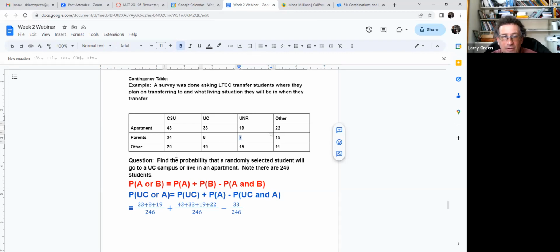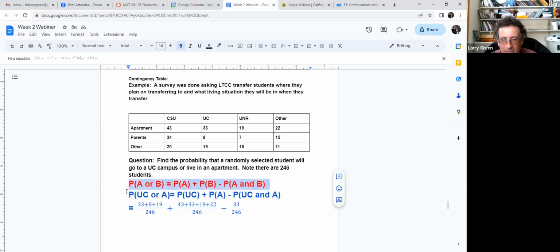Okay, so now I have a question: find the probability that a randomly selected student will go to a UC campus or live in an apartment. Any questions at all on the question? Okay, if you add up all these numbers, you get 246. You can trust me, you can stick it in a calculator and you'll get 246.